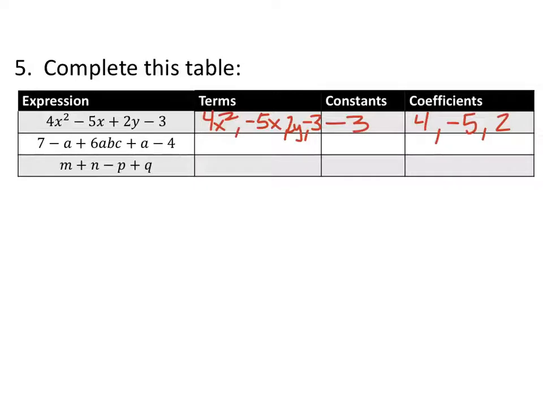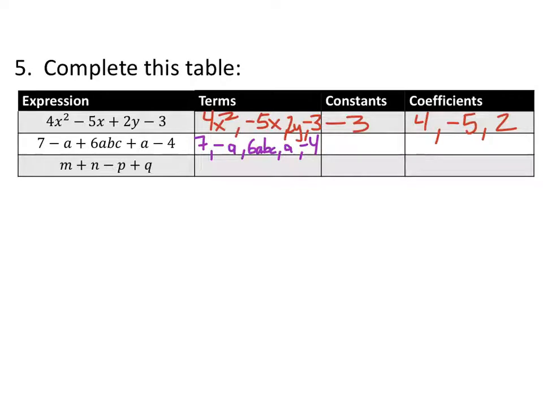So now that we have that one, let's go to this next expression. So we got 7 minus a plus 6 times a times b times c, plus a minus 4. And what is that? 1, 2, 3, 4, 5 terms on that one. Okay, so let's list them all. I got a 7, and again, that's a -a. And then there's a 6 times a times b times c. And then there's a positive a, and also a -4.